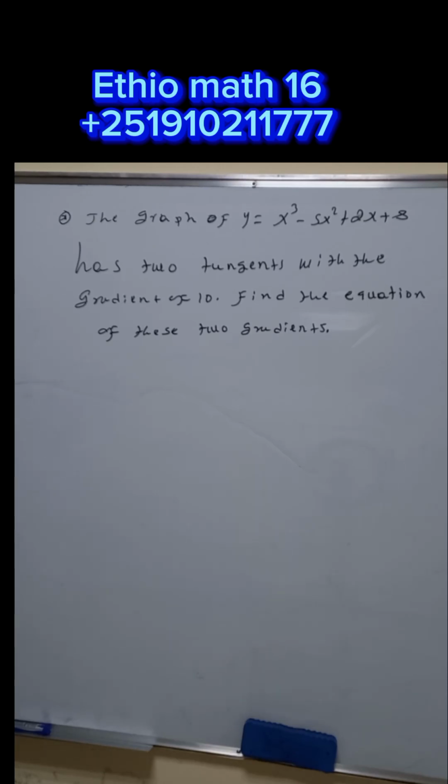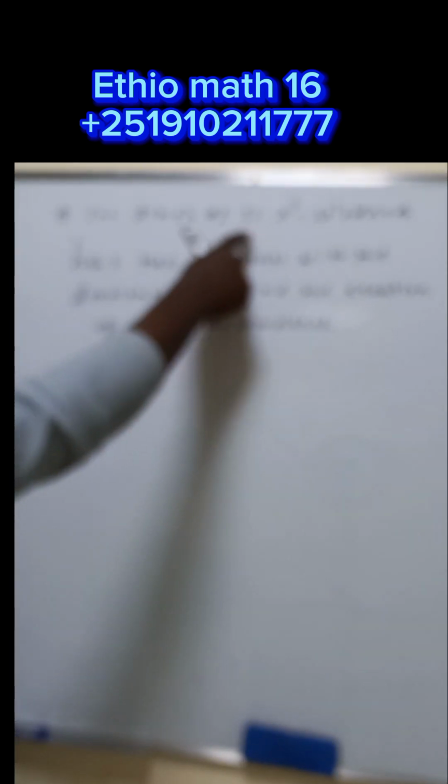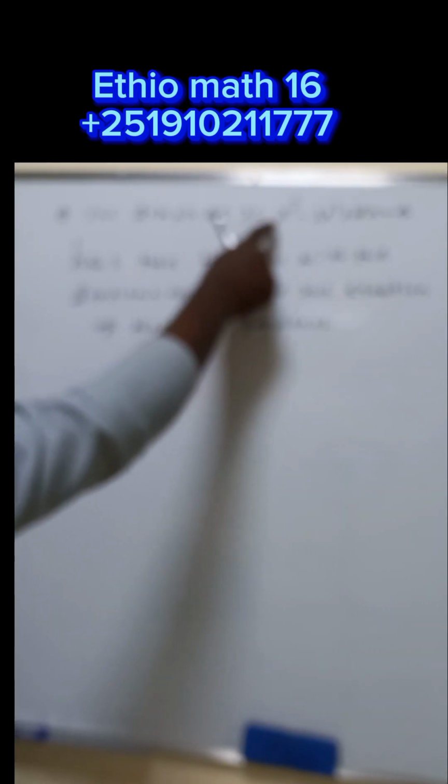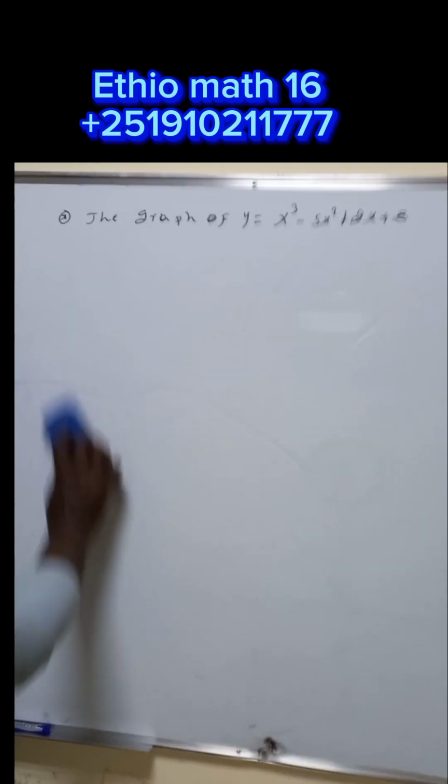First of all, listen how we are going to do this problem. You have already been given the function, and the graph of the function is this one. That means the function is y is equal to x cubed minus 5x squared plus 2x plus 8. You are given the information that this function has two tangents whose gradient is exactly the same, that's 10. So how are we going to determine the equation of these two tangents? Let me explain how to do this problem.